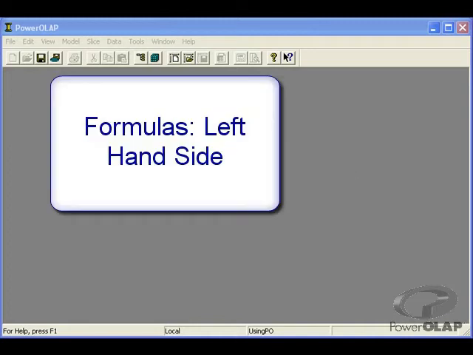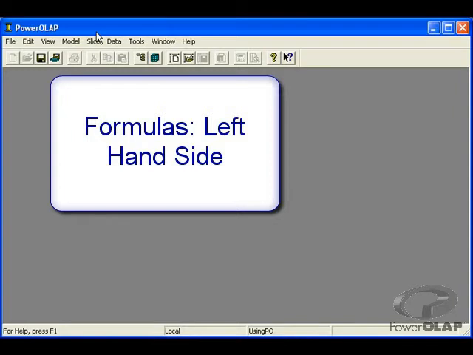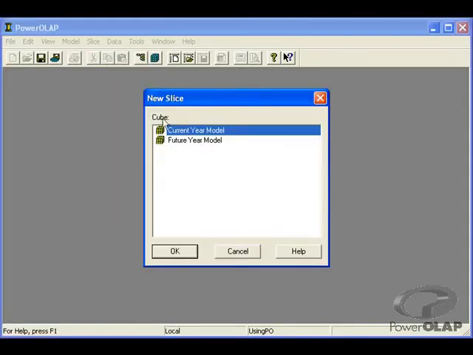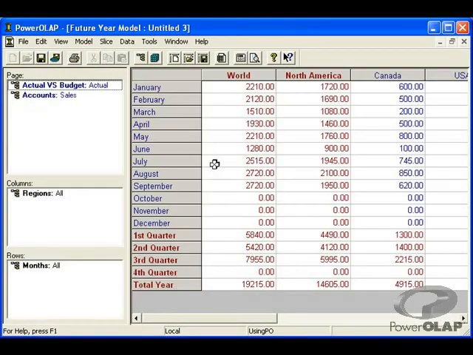The left-hand side of a formula governs a region within the cube that the formula is defined in or saved in. Going into more detail of that, a region, once again, is an intersection within the cube or the space of the cube. A cube, once again, or the space of a cube, is made up of the dimensions that exist within the cube. So to explain this better, let's do a new slice on Future Year Model.